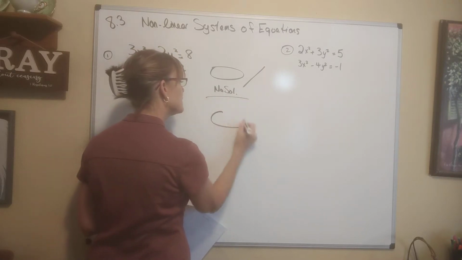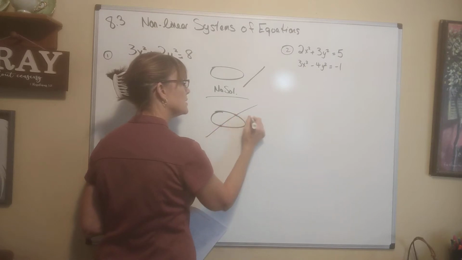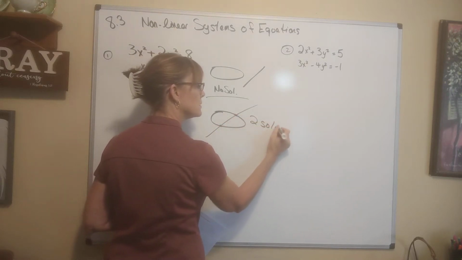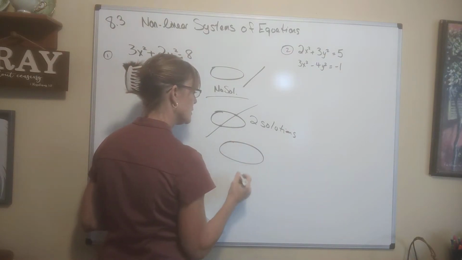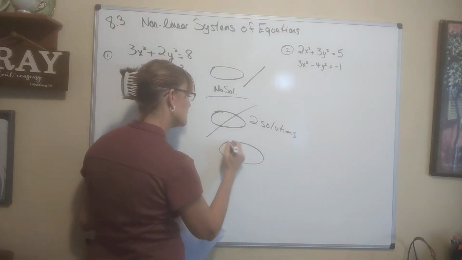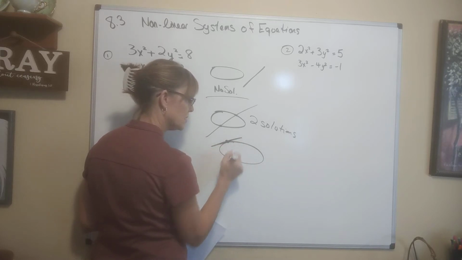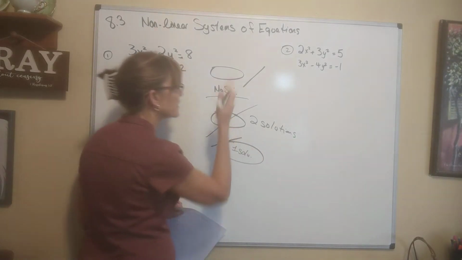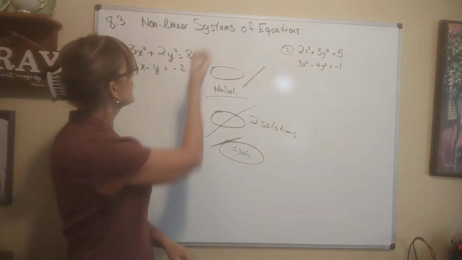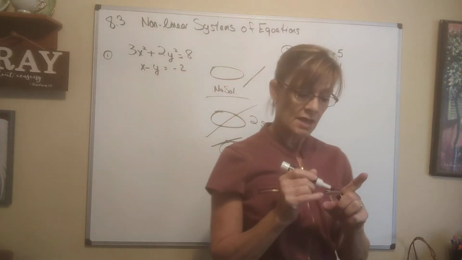Or you could have an ellipse and a line that cuts through it. In this case, you could get two solutions. Or you could have an ellipse and a line that just touches it at one place, just tangent, and you could get one solution. These are the possibilities of the things that could happen with this particular scenario. We're about to solve it algebraically and see what does happen.